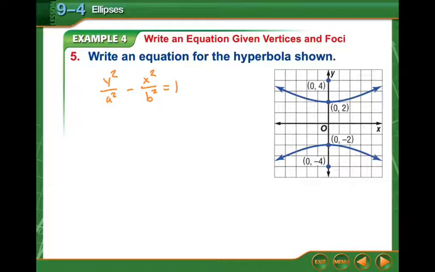So here, it's not as easy to find a and b. So a is easy. A is just the point between your two vertices of your hyperbola. They're not really parabolas, but the two vertices of your hyperbola. So the 0, 2, and 0, negative 2 tell us that our a is 2.